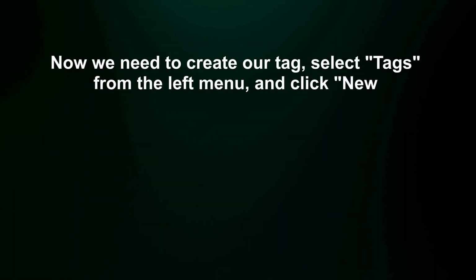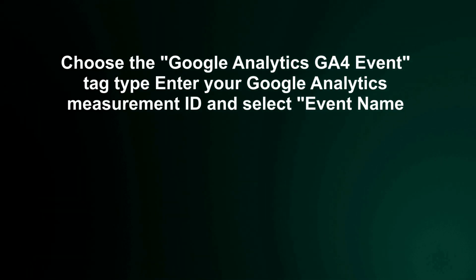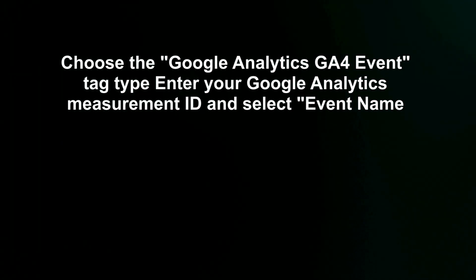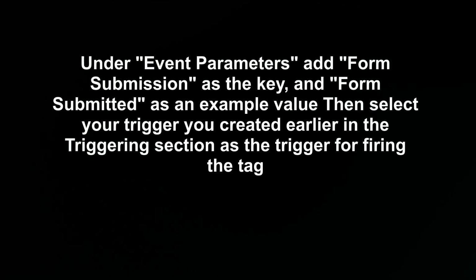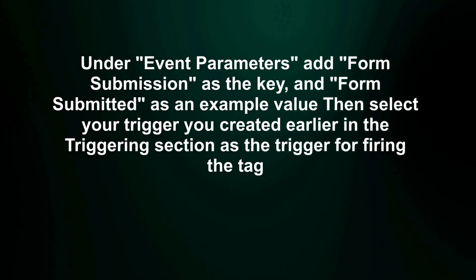Now we need to create our tag. Select Tags from the left menu and click New. Choose the Google Analytics GA4 event tag type. Enter your Google Analytics measurement ID and select an event name. Under event parameters, add form submission as the key and form submitted as an example value.